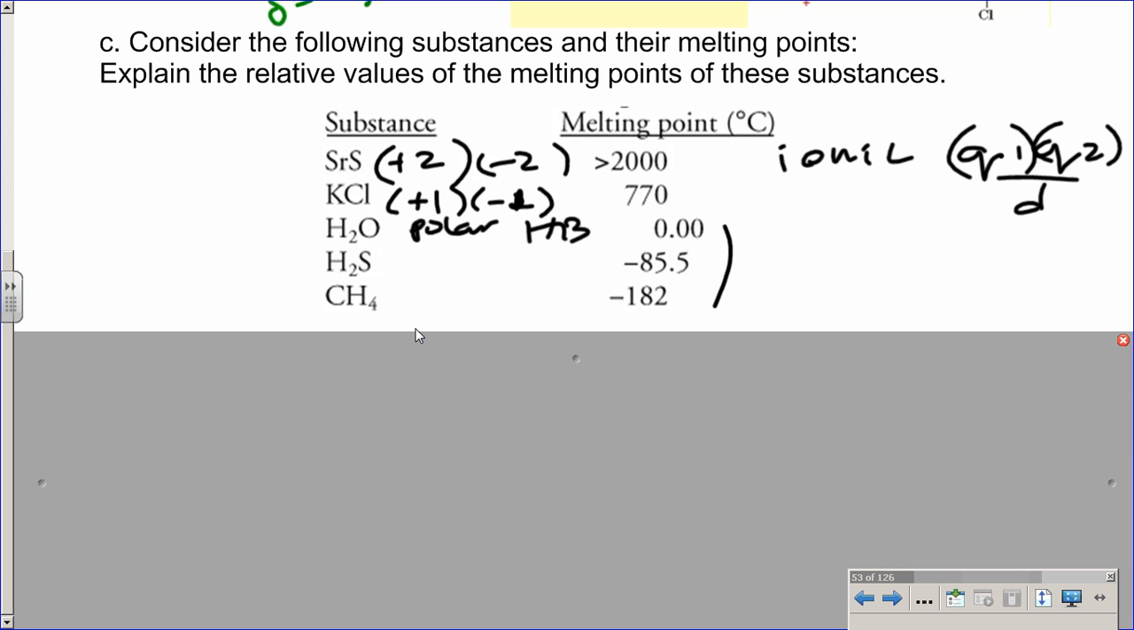Hydrosulfuric acid, what's that shape? Bent, because it's got two lone pairs, just like water does, right? But why do you think it's got a lower melting point than water? Because it's definitely polar, because water's polar, it's got the two lone pairs up here, so it's definitely polar, but why is it different? No hydrogen bonds, it's got just plain old dipole-dipole, or maybe it's, no, I'd say it's dipole-dipole.